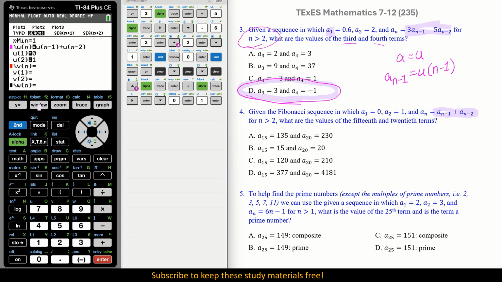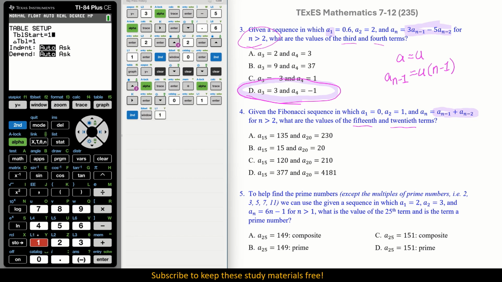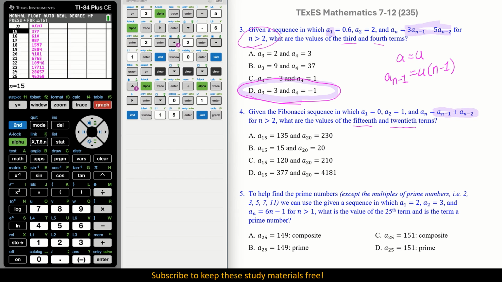But what are they asking for? They're saying for n greater than 2. Well, that's fine. What are the values of the 15th and 20th terms? So let's set our window at 15. Second window, 1, 5, enter. Okay. Now, second and graph.